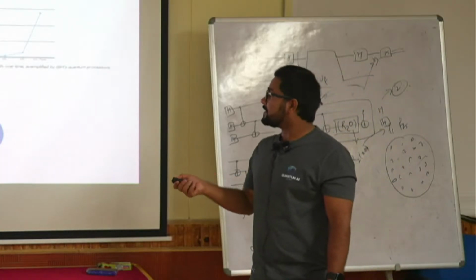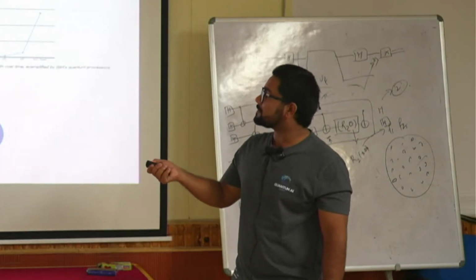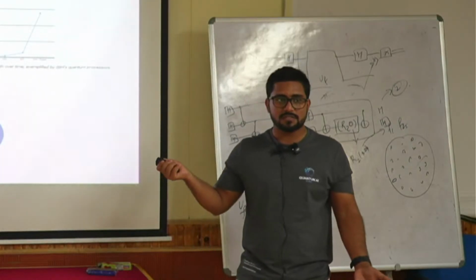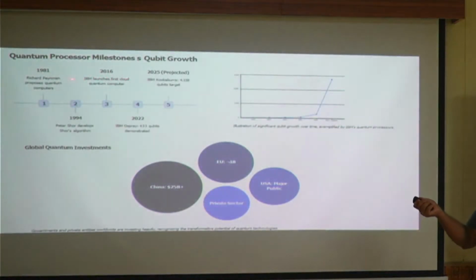So, as we have already seen, in 1981 Feynman proposed qubits, and in 1994 Peter Shor proposed the first algorithm, Shor's algorithm. In 2016 IBM launched the first cloud quantum computer, and in 2022 a 433-qubit processor, and the projected number, just remember this number, is 4158, which is the highest presently in 2025. So we can see exponential growth in the number of qubits, and the whole world is investing heavily in this technology.